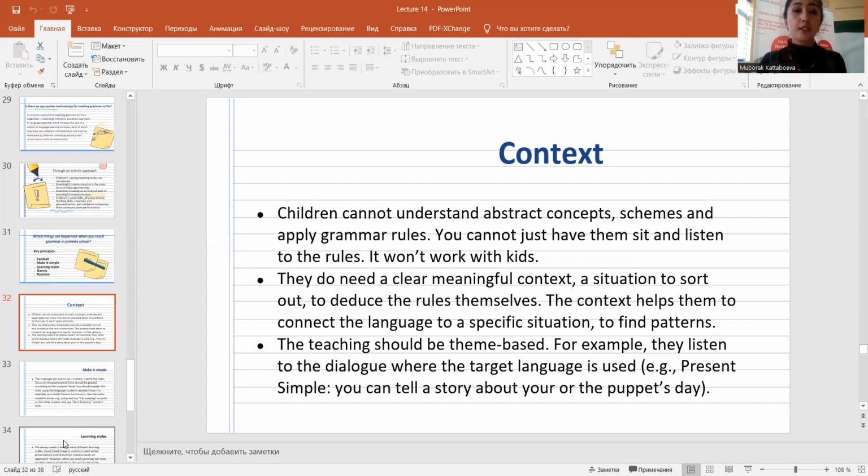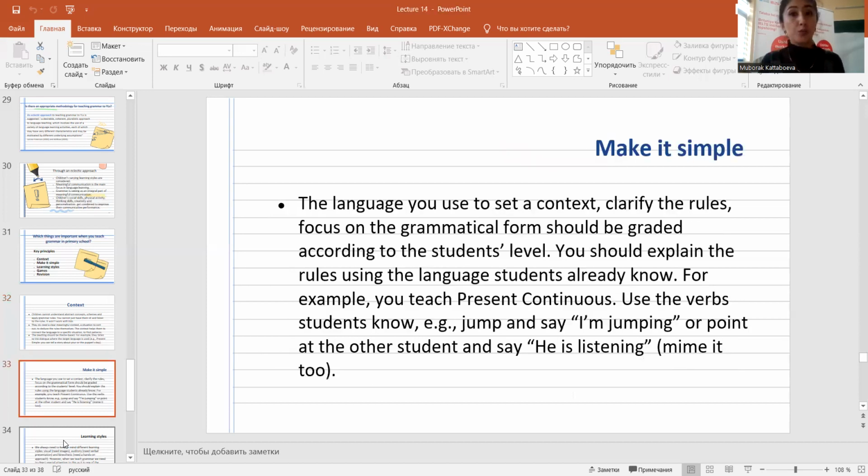Let's say you're teaching present simple, but you can tell a story. It's one day in a puppet's life, or one day in your life, and you're telling it in a puppet's voice, and it's really interesting and meaningful, and it's context based. And this way, your students will remember present simple better than when you explain a grammar pattern with the help of a structure or a rule.